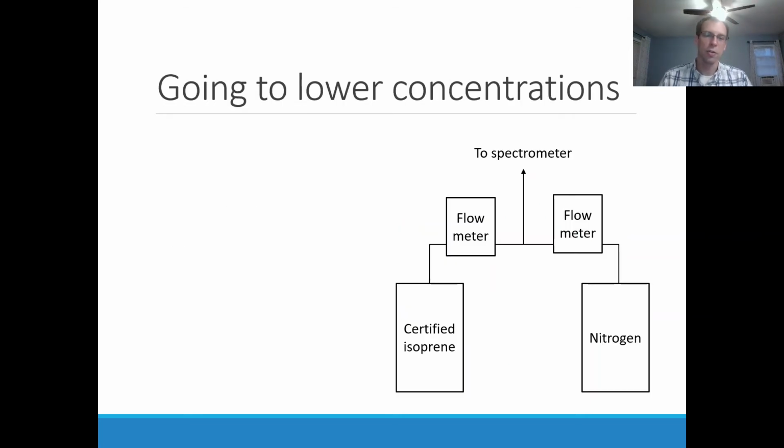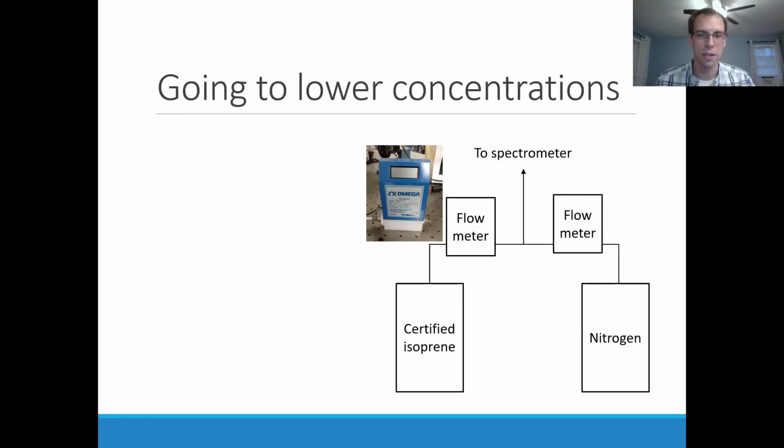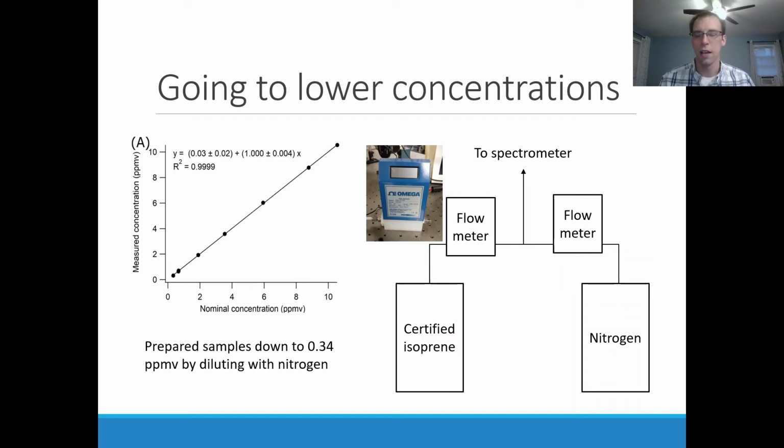And so to get to lower concentrations, we mixed our certified isoprene with nitrogen to dilute it. And we used needle valves to control the flow and measured the flow using a couple of flow meters pictured here. And then that got sent into the spectrometer, flowed through the multipass cell, and then exited into a vacuum pump. And so with that, we were able to control the concentration and know the concentration of isoprene as we diluted it with nitrogen. And so using that, we were able to obtain measurements where we retrieved concentrations.